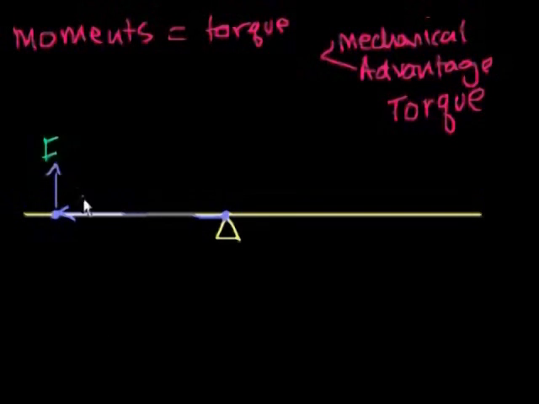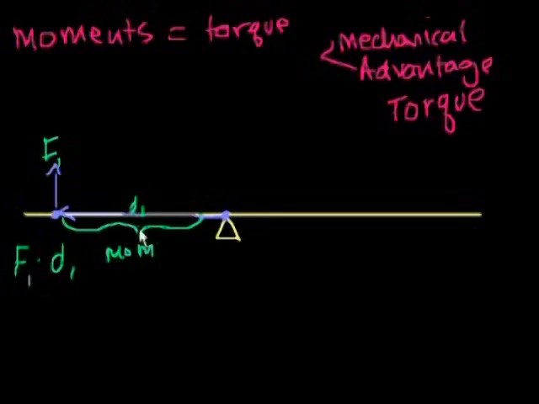Let's call that F1, D1. So essentially, the moment of force created by this force is equal to F1 times D1, or the perpendicular force times the moment arm distance. This is the moment arm distance. Moment arm. That's also often called the lever arm if you're talking about a simple machine, and I think that's the term I used when I did a video on torque. Moment arm.